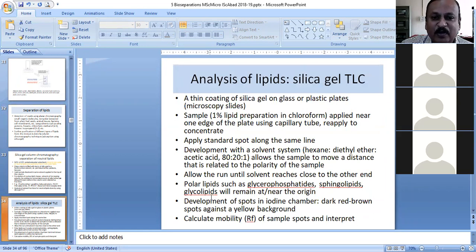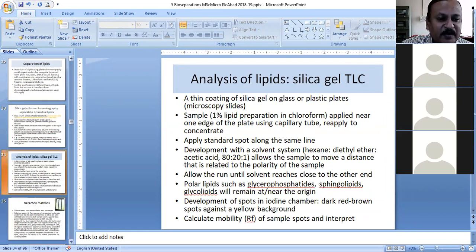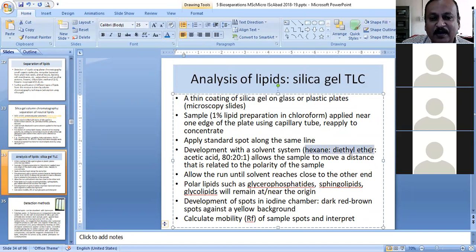So this is again an example of separation of lipids. I will skip this slide. Just as an example, I have given here a solvent system of hexane, diethyl ether, and acetic acid in the proportion of 80:20:1. This solvent system can be used for separation of lipids like glycerophosphatides, sphingolipids, glycolipids, or different kinds of glycerols, and they can be separated using this solvent system.